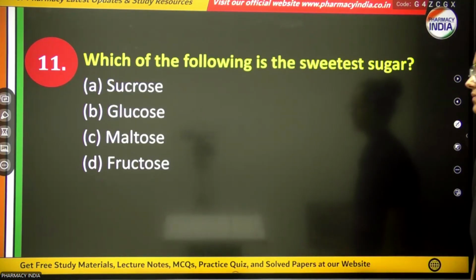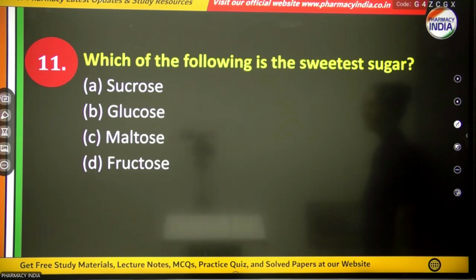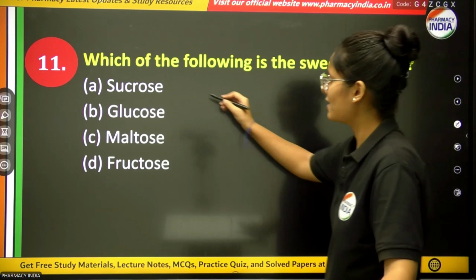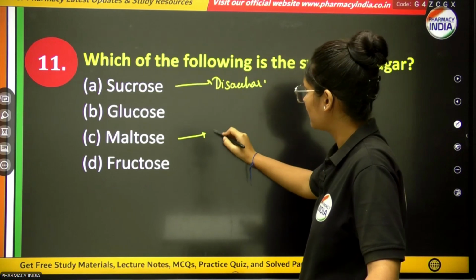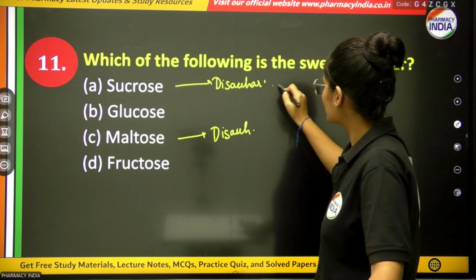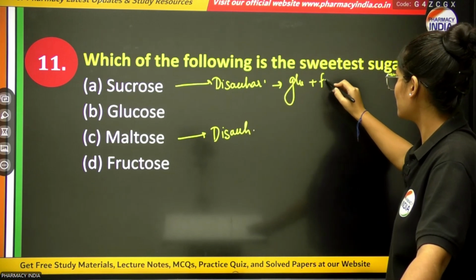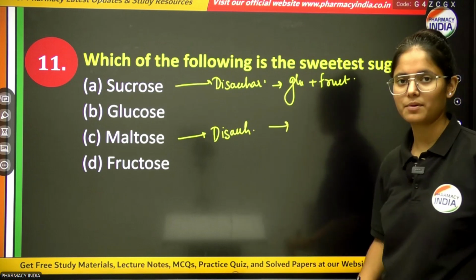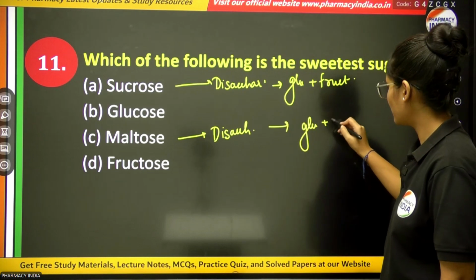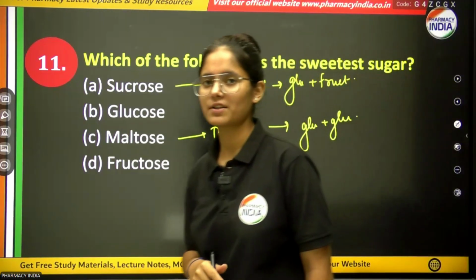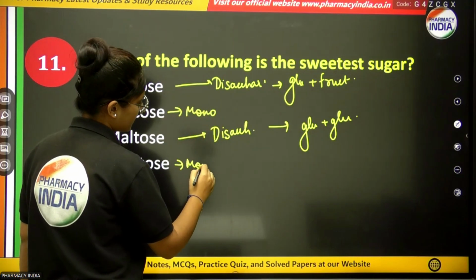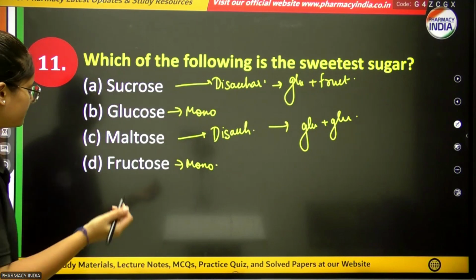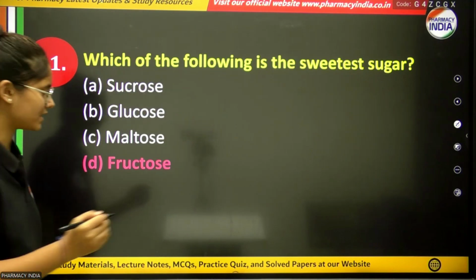Clear? Okay. Next question. Which of the following is the sweetest sugar from the following options? Sucrose, glucose, maltose and fructose. Mainly sucrose and maltose are disaccharides. Sucrose is made up of the fusion of glucose and fructose. And maltose is made up of the fusion of two glucose units. Clear? And glucose and fructose are monosaccharides. If we talk about the sweetest sugar, the correct option will be fructose, which is found in fruits and honey.